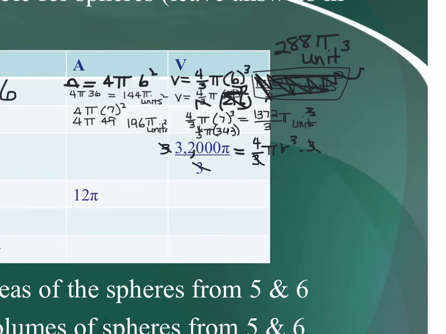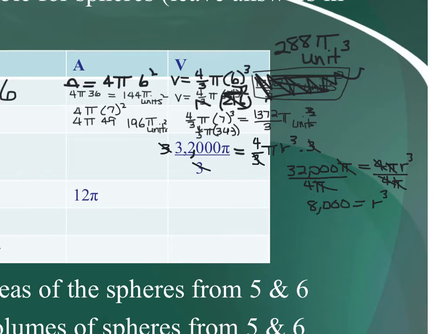So now I have 32,000 pi is equal to 4 pi times radius to the third power. Now, this next step, you can either choose to do it in one step or two. I'm actually going to divide it by 4 pi altogether. You could have done pi first and then 4 second. I'm just going to do it just to save some room here. So now I have my radius to the third power isolated, and now I'm going to divide 32,000 by 4, and I get 8,000.